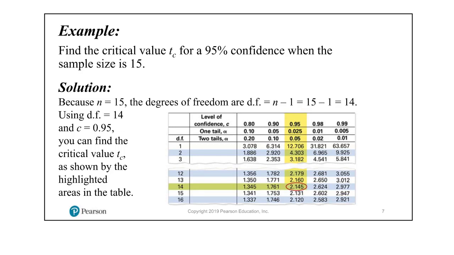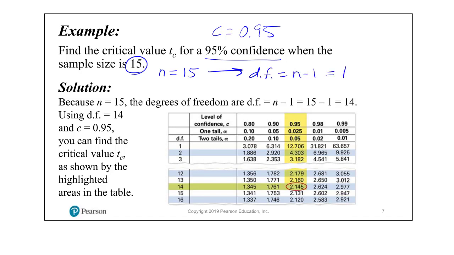Find the critical value tC for a 95% confidence level when the sample size is 15. So we have our confidence level, C equals 0.95, and our sample size, little n, is 15. Automatically I know the degrees of freedom is n minus 1, so that's 14. Remember, 1 less than the sample size.